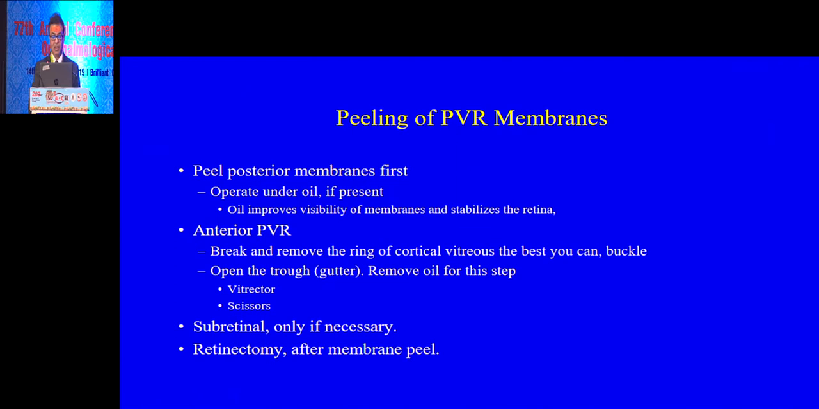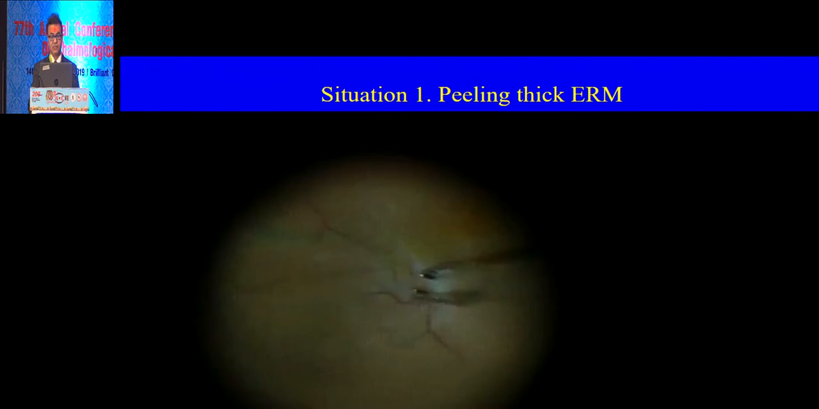So peeling, you always start from the posterior pole first and operate under oil if possible, because the oil improves visibility of membranes and keeps the retina stable. Anterior PVR, you have to break and remove the ring of cortical vitreous the best you can, and the buckle. And if there is a peripheral gutter or anterior displacement, you have to open it. So this is an essential technique.